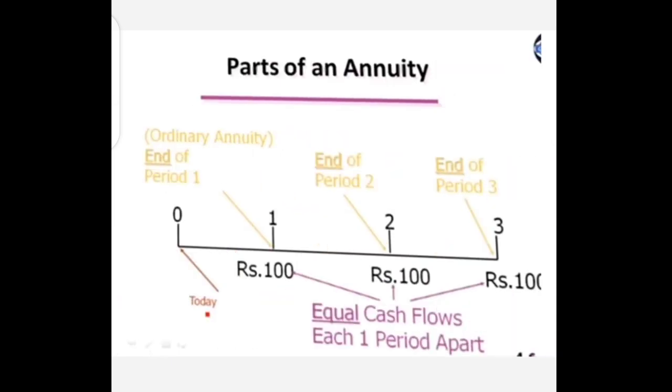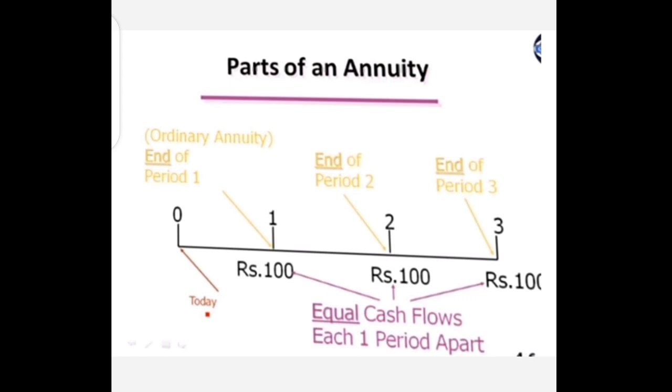So what are the parts of an annuity? Here is the timeline. It starts from 0, then we have the first year, then the second year, and then the third year. At 0 we have the present time, it is today. At the end of period 1, we are making a payment of 100. At the end of year 2 we are making another payment of 100, and at the end of year 3 we are also making a payment of 100. These payments are known as cash flows.